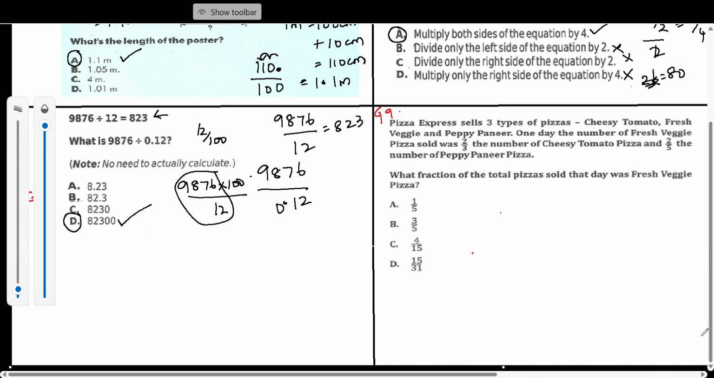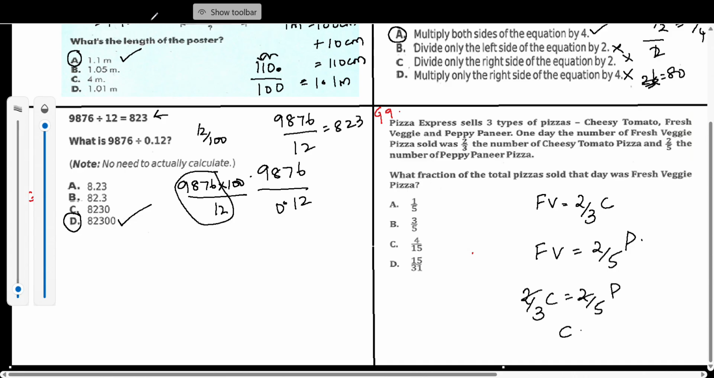So let us begin by writing that cheese is, sorry, it says fresh veggie, I think, not cheese. The relationship is fresh veggie is 2/3 of cheese. Fresh veggie is also 2/5 of paneer. Now, since these two are given, veggie in terms of cheese, veggie in terms of paneer, it means 2/3 of cheese is equal to 2/5 of paneer, which means cheese is 3/5 of paneer.